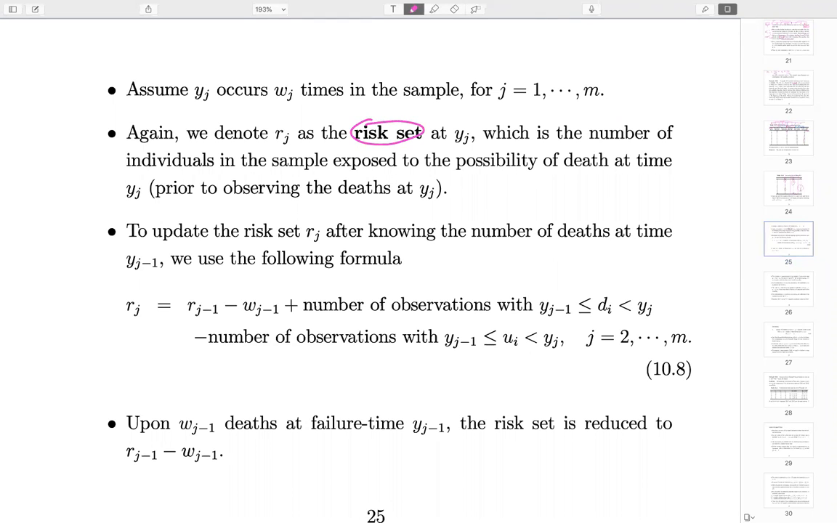So first, let's review the definition. So again, the y's are distinct values of the original observations, and each one occurs wj times in the sample. That means when I sum up from 1 to n, I will get small n. That is the total number of observations. Now we are interested in Rj.